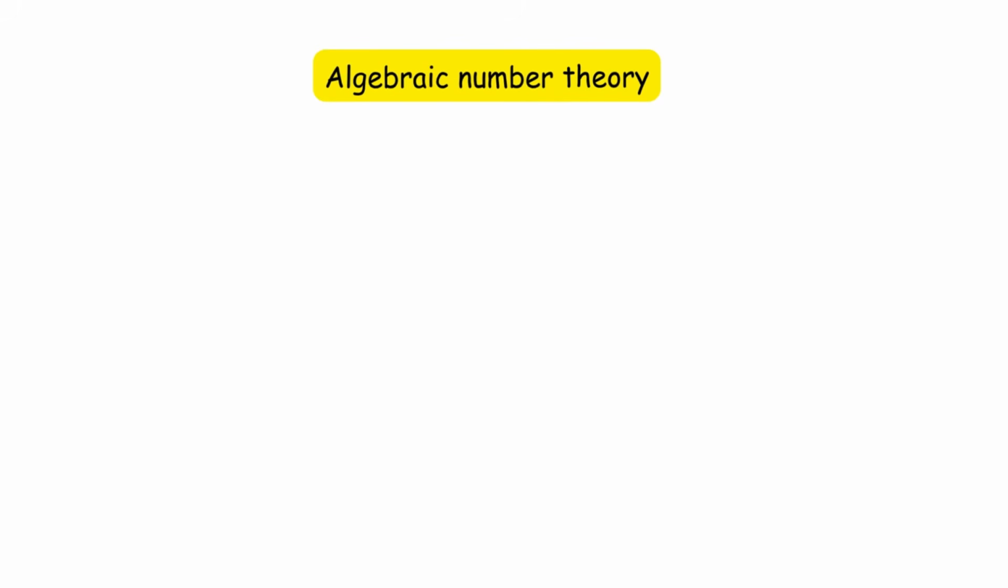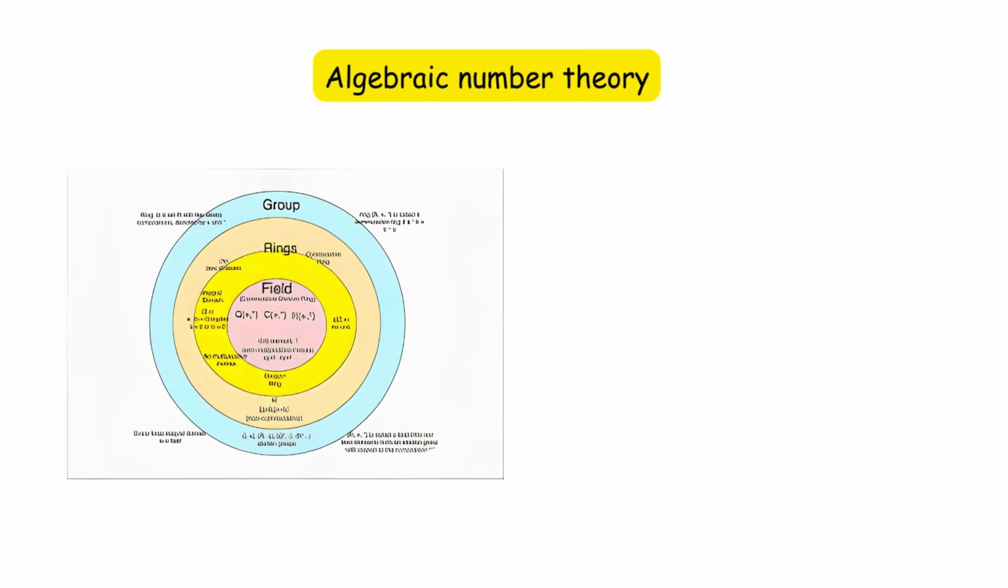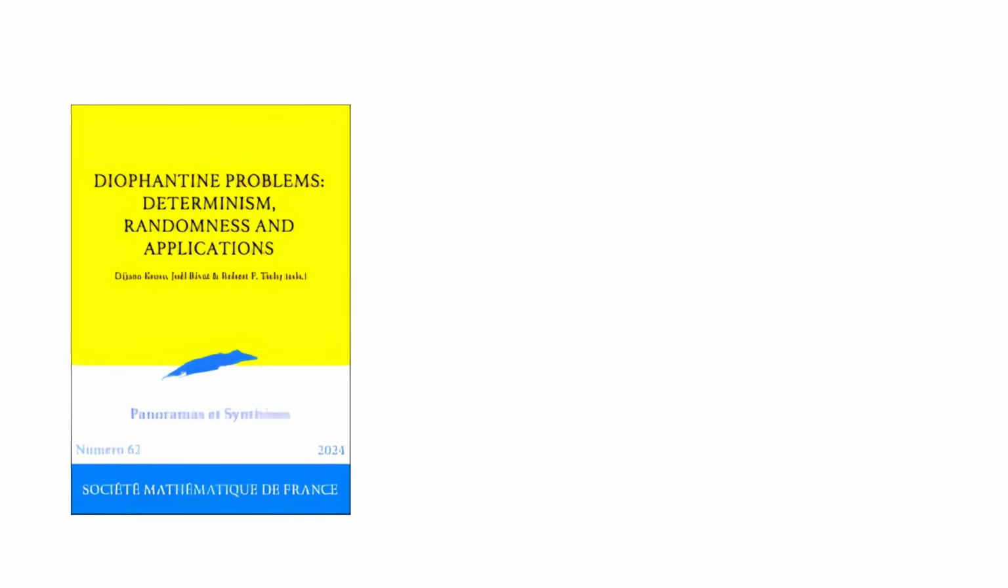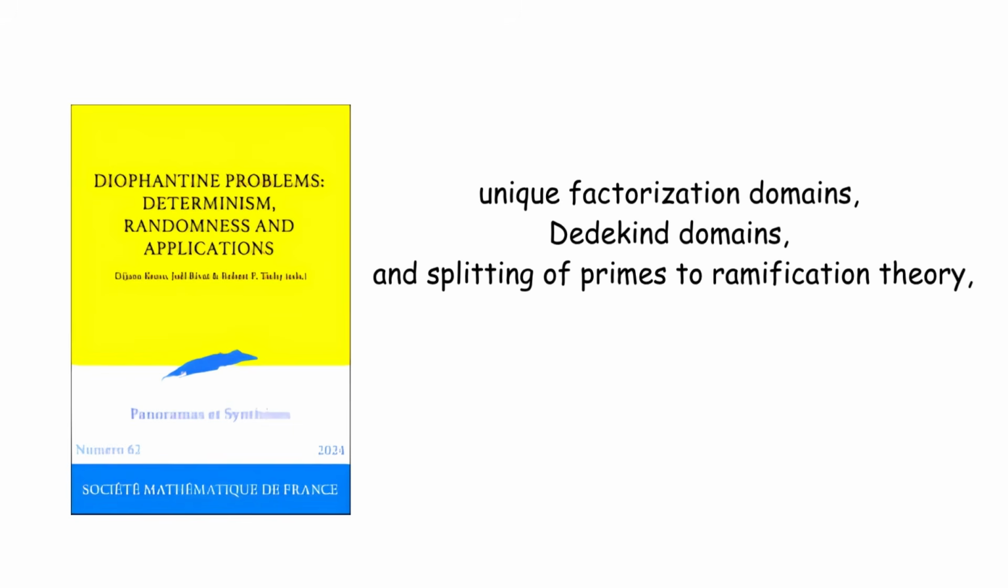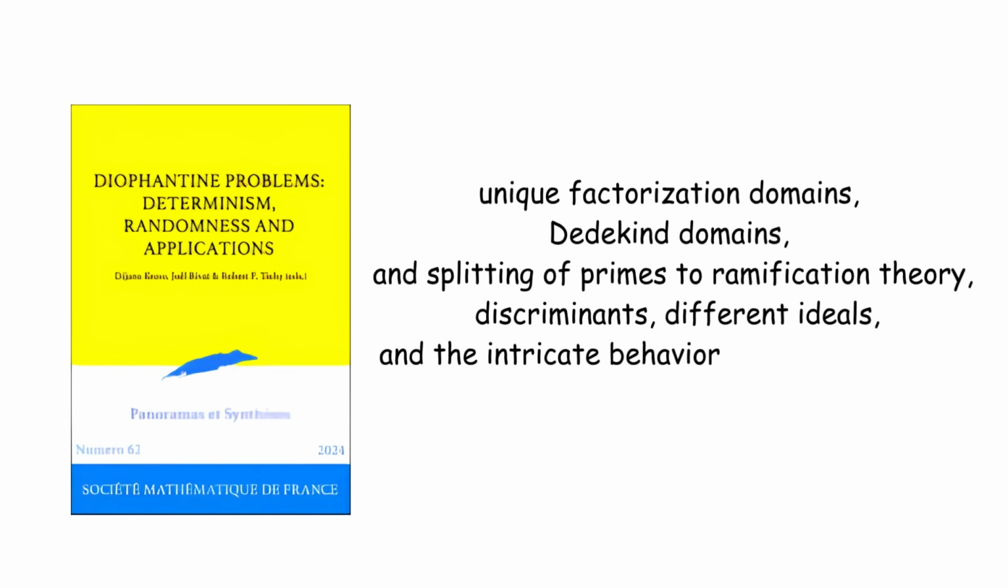Algebraic number theory combines the structure of rings and fields with Galois-theoretic techniques to solve Diophantine problems, covering everything from the study of unique factorization domains, Dedekind domains, and splitting of primes to ramification theory, discriminants, different ideals, and the intricate behavior of field extensions.